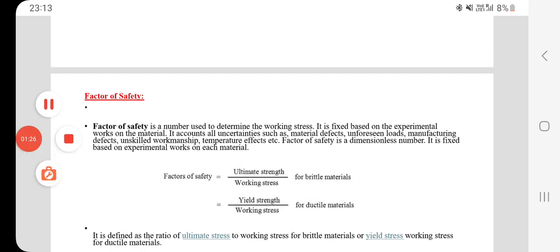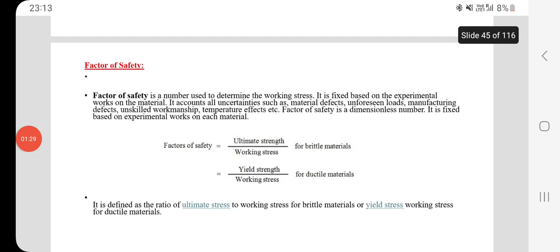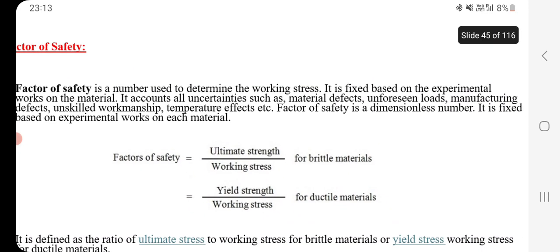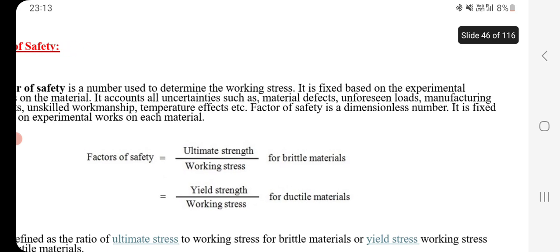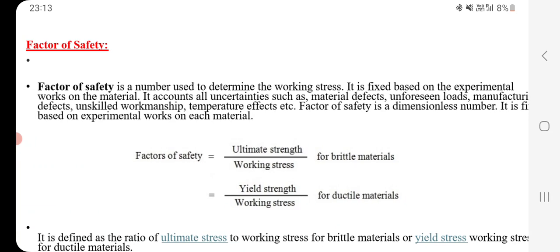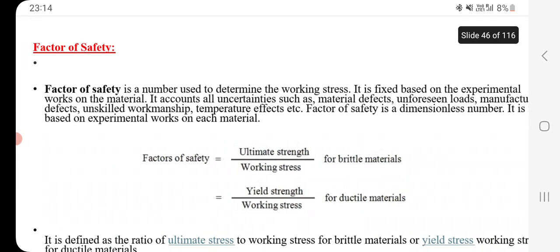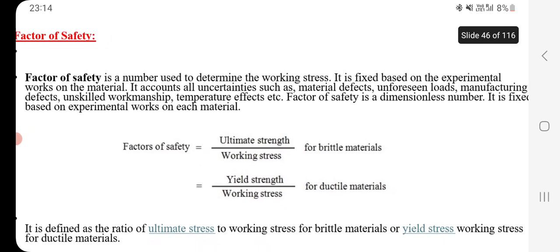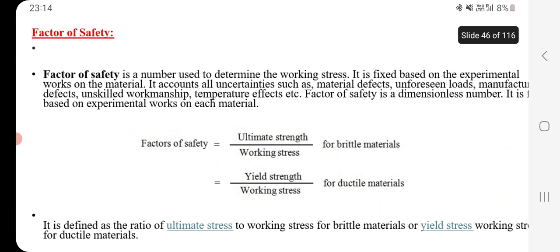Now, what is factor of safety? Factor of safety is a number used to determine the working stress. It is fixed based on the experimental works on the material. It accounts for all uncertainties such as material defects, unforeseen loads, manufacturing defects, unskilled workmanship, temperature effects, etc. Factor of safety is a dimensionless number. It is fixed based on experimental works on each material.